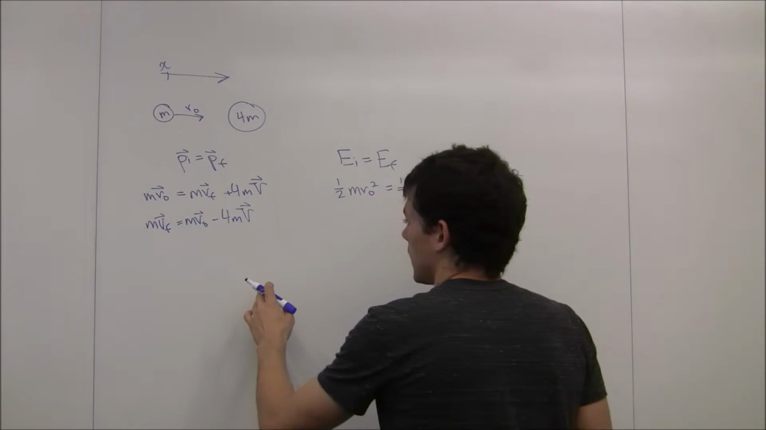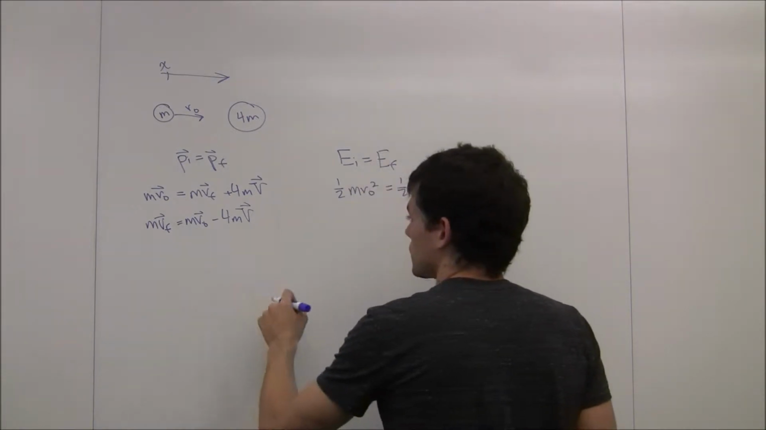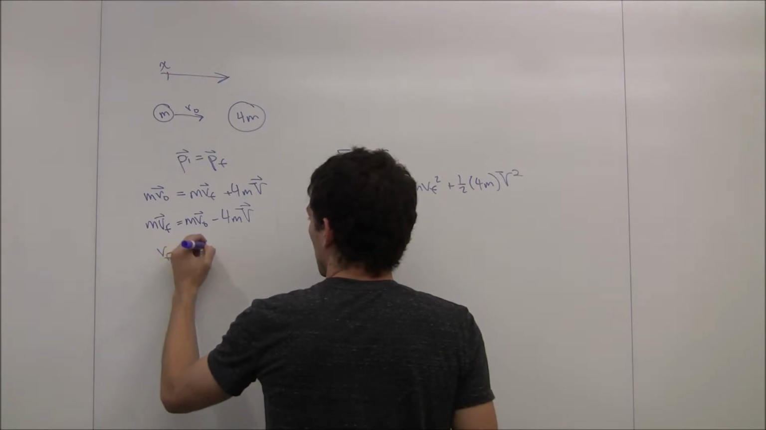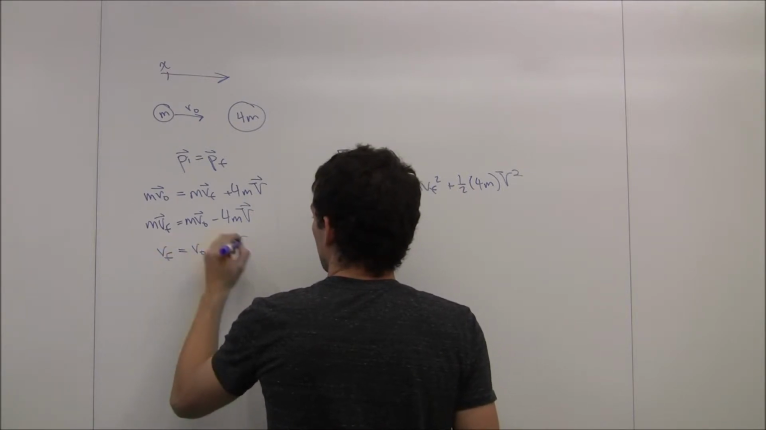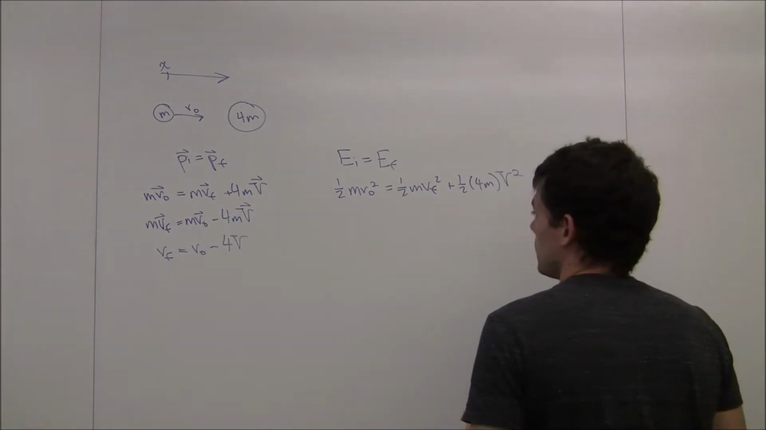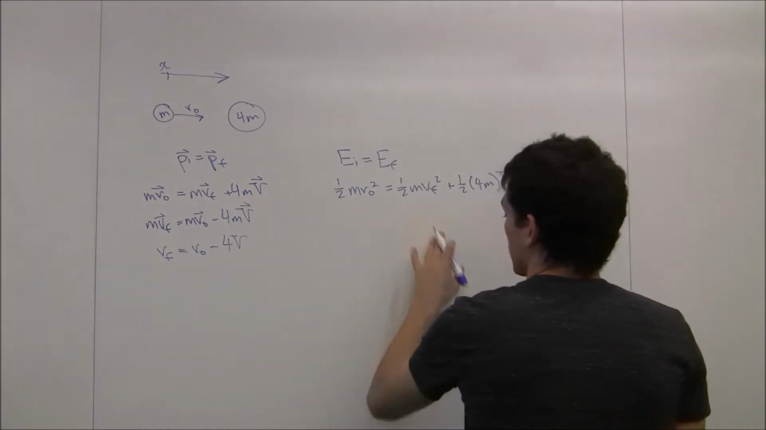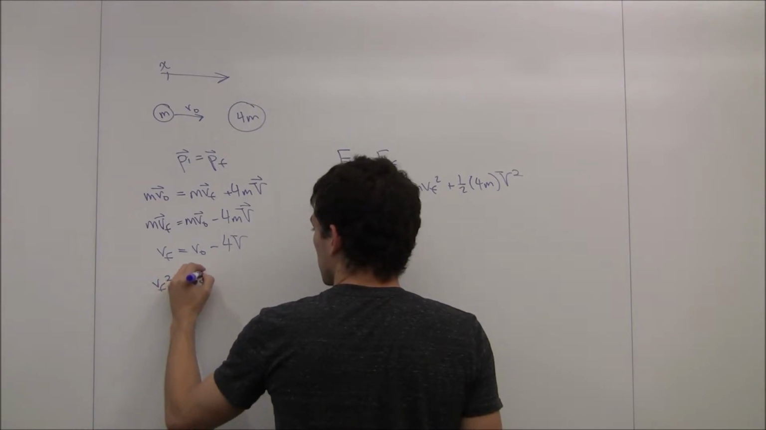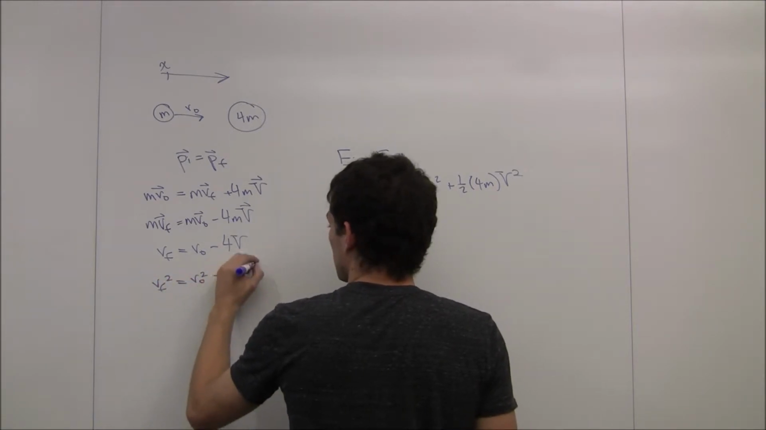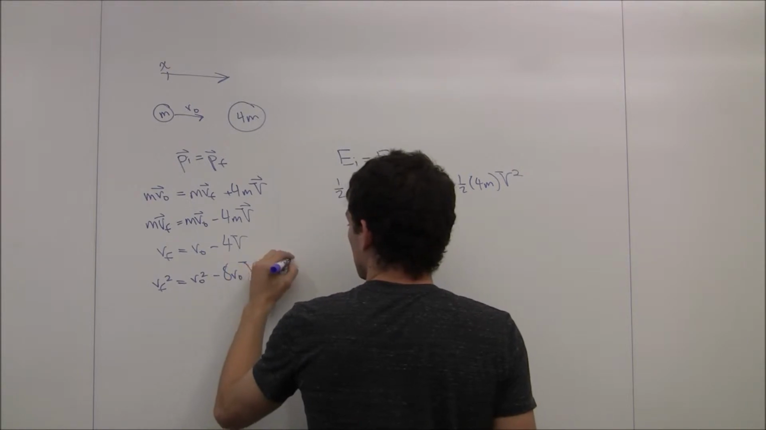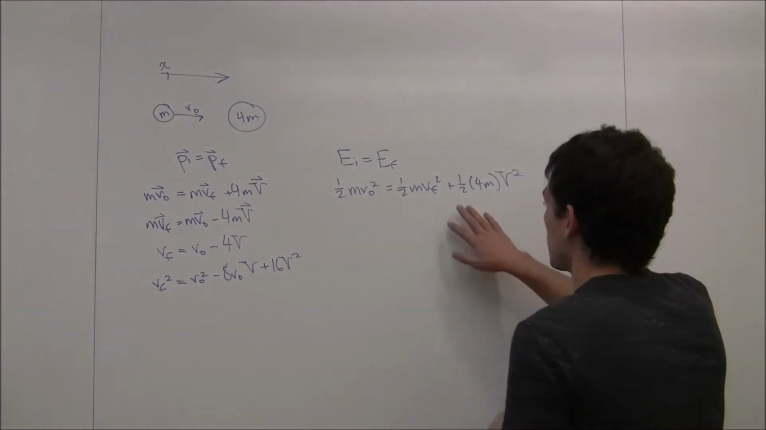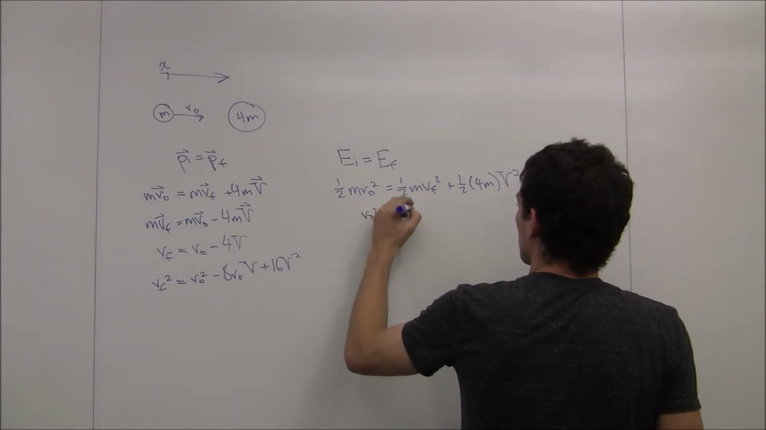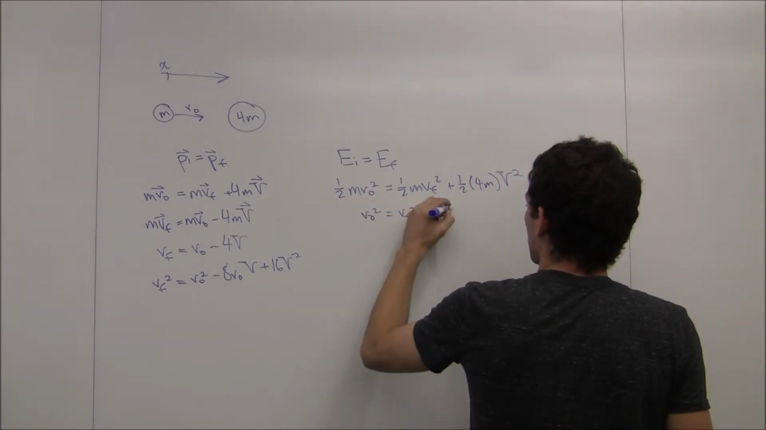I'm now going to take out the directions and just use the magnitudes, and this is going to give us the speed V final is equal to the speed V0 minus 4 times the speed big V. Now I'm going to square this over here so I can plug it in more easily. V final squared is equal to V0 squared minus 8 V0 big V plus 16 big V squared. Now I'm going to multiply this by 2 over m. We get V0 squared is equal to V final squared plus 4 big V squared.